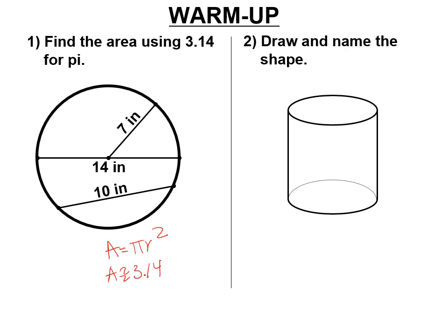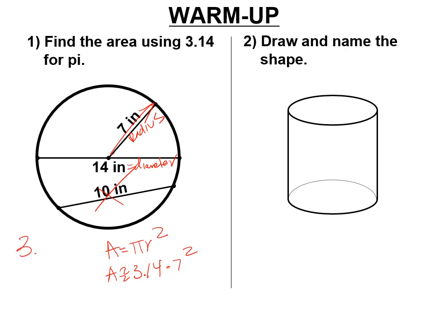Which one of these numbers is the radius? 7 is the radius, right? It's half the diameter. So that's the radius. 10 is a chord, by the way. I just spelled radius incorrectly. And all the way across was called the what? The diameter. Diameter is always twice the radius. The radius is always half the diameter.